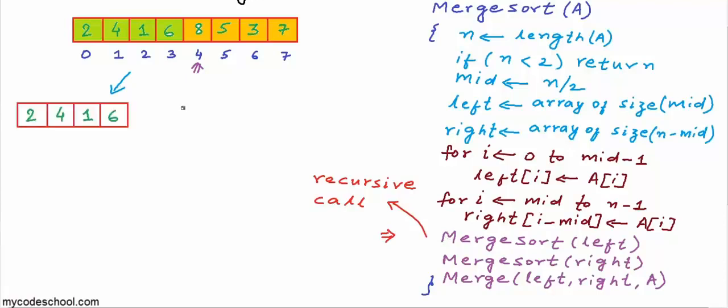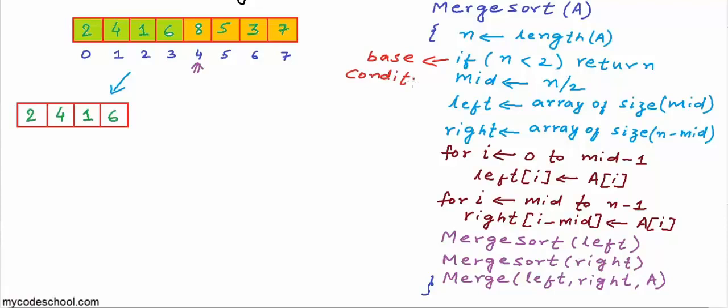The machine goes on to execute merge sort on this particular array with 4 elements 2, 4, 1 and 6. Now once again we start at the first line in a new call to merge sort for this new array. N is not less than 2, so we will not return and exit. This particular condition is the base condition or the exit condition from the recursion. If this was not there, we would have gone endlessly in recursion. We needed to stop somewhere.